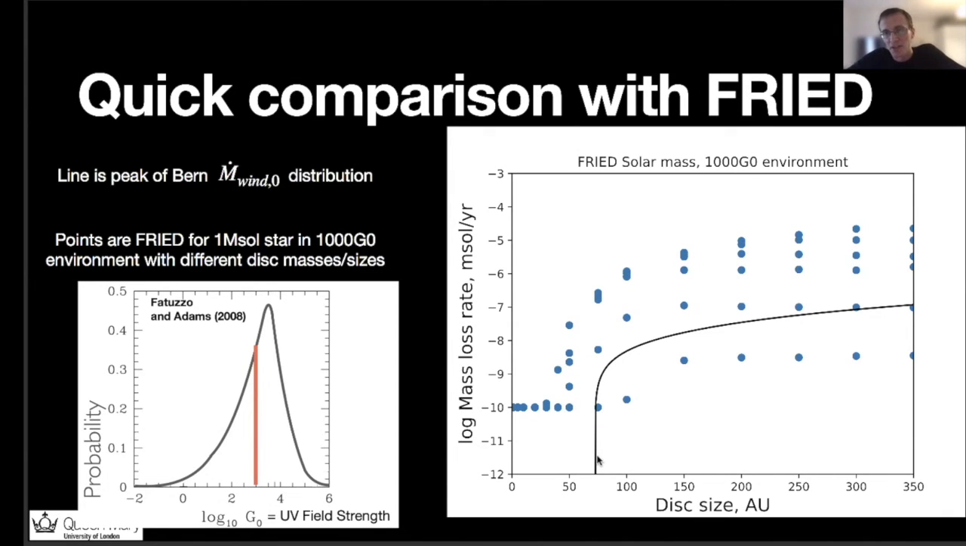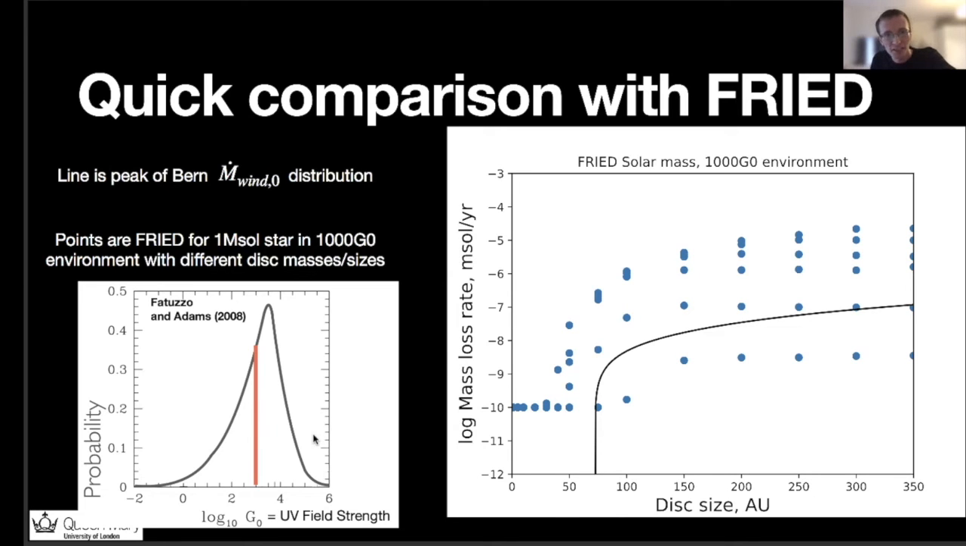And then the points are the FRIED grid mass loss rates for a solar mass star of different sizes in a 1,000 G0 radiation field. And the reason you have lots of different points at any given radius is just due to the mass sensitivity of the mass loss rate, which isn't accounted for in the population synthesis models. The plot on the left is showing, from Fatuzzo and Adams, the probability that a star is exposed to a given radiation field. And so the red vertical line is showing you what these models are, the blue points here.